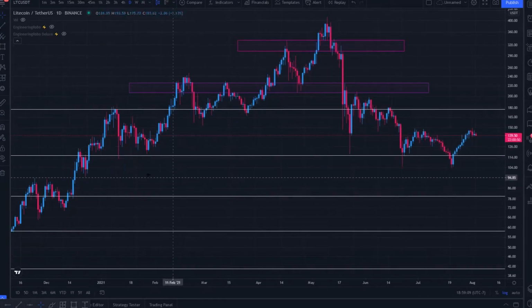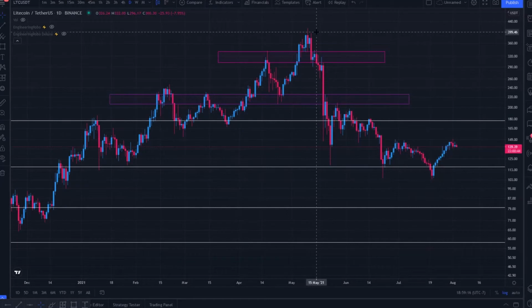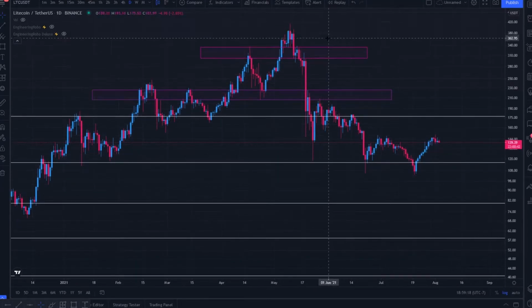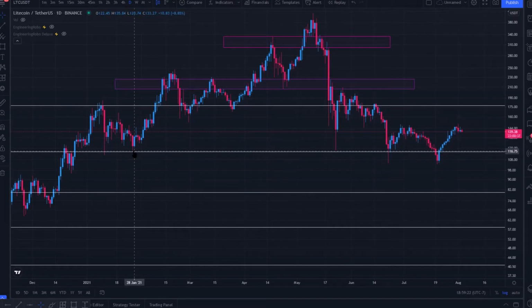We seem to have rallied toward it, interacted with it as resistance, plowed through it, came back to it as support, rallied well away from it, all the way up to the $300, $400 level, and now we've returned to this critical $116 that we haven't seen since, I guess the last time we saw it was the 27th of January of this year.